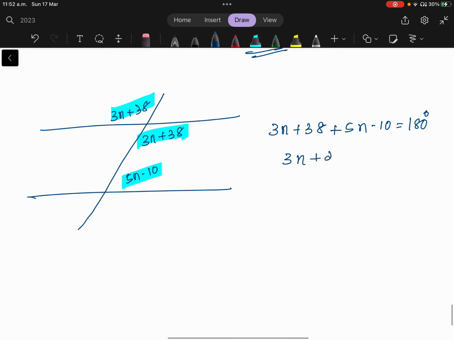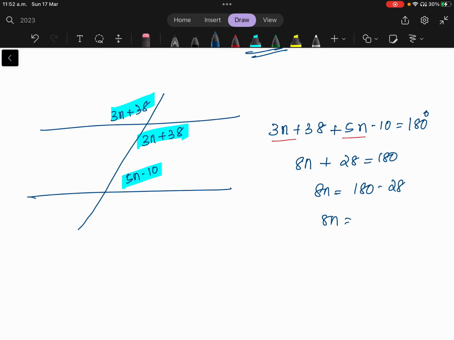So 3n plus 5n, I'm just adding it here. 3n plus 5n is equal to 8n, plus 28 is equal to 180. 8n is equal to 180 minus 28. Let me calculate, I don't want to do it in my mind and make mistakes. So 180 minus 28 is equal to 152, and n is equal to 152 over 8, which is equal to 19. Okay, so once we understand the concept, you will be able to do any kind of question with respect to angles and quadrilaterals, etc. Okay. Thank you.